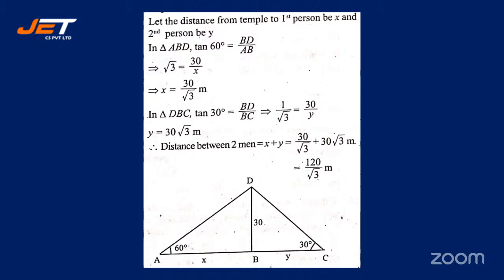Right? So here you are taking triangle ABD. In triangle ABD, of course, you can find that it is opposite side by adjacent side, that is 30 by x. What is opposite side by adjacent side? It is nothing but tan. So what is the degree? It is tan 60. So tan 60 is 30 by x. Clear? Whereby you get x is equal to 30 by root 3.